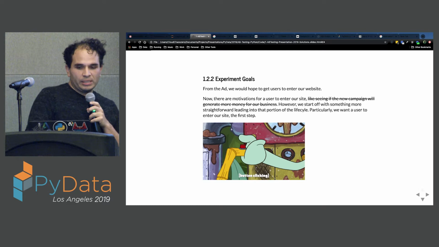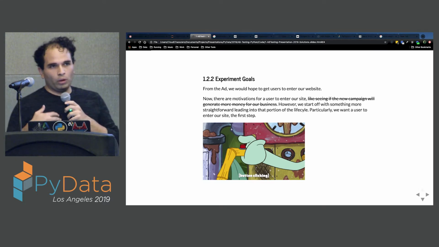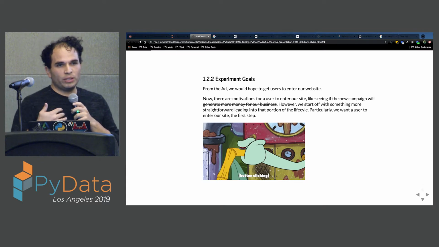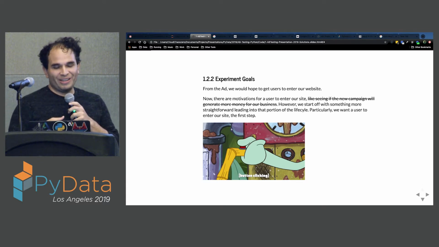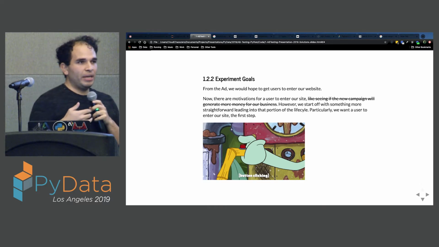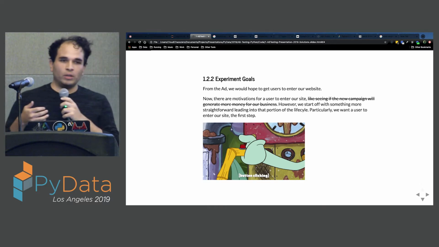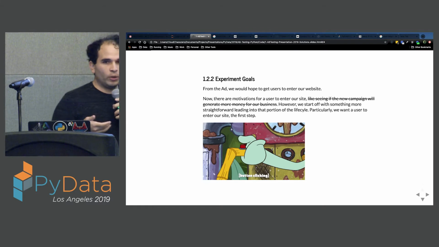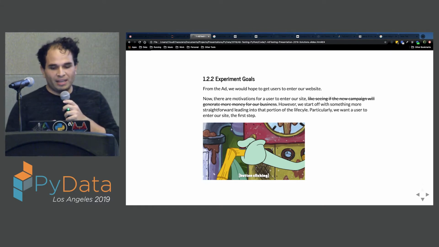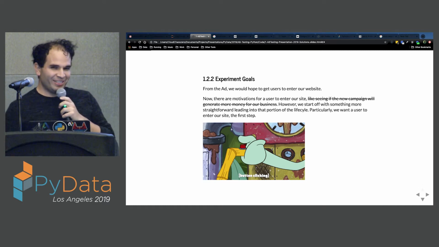And then for us as a business, the core of our experiment goal is that we just want the user to enter our website, with aspirations to hopefully have them become a converted customer for whatever product or service or offering that we have from that ad. So at the core of this objective, we just want the user to click a button and go into our website.